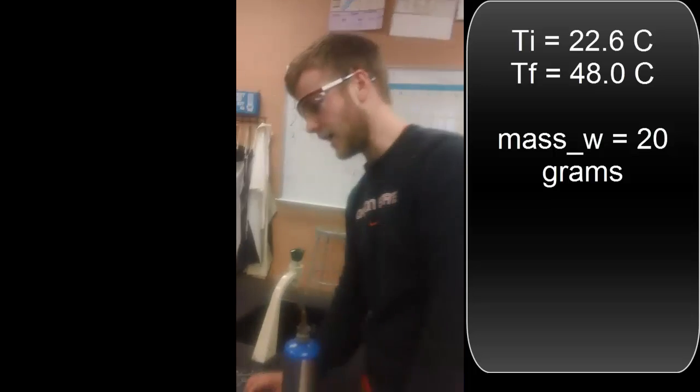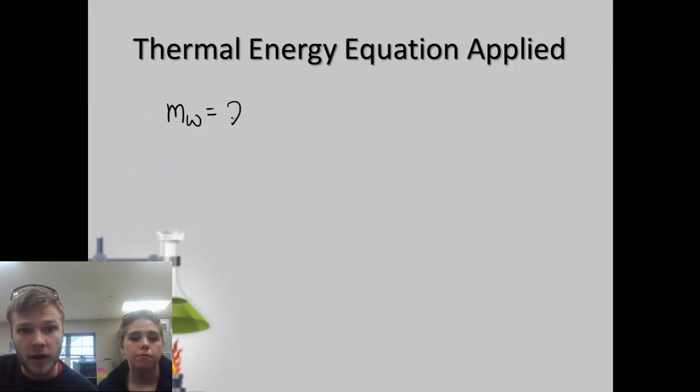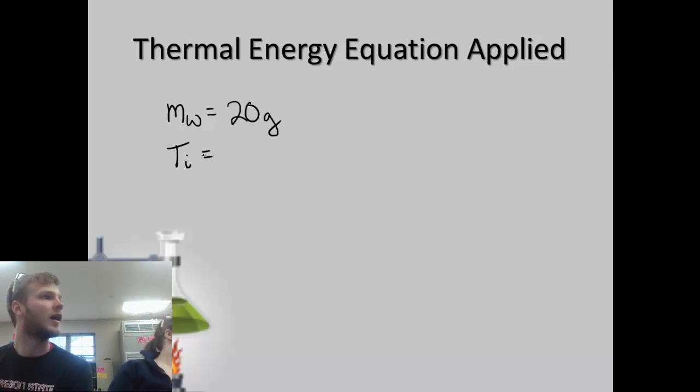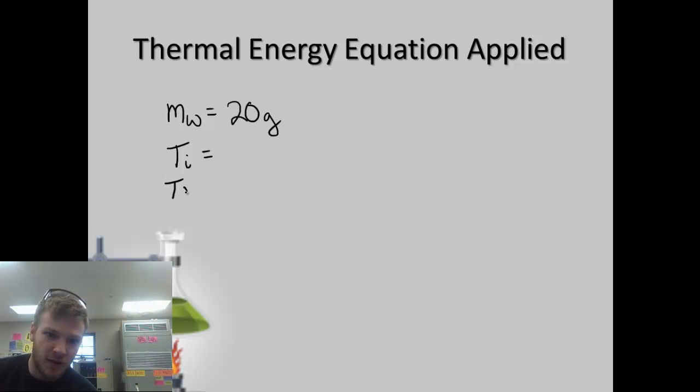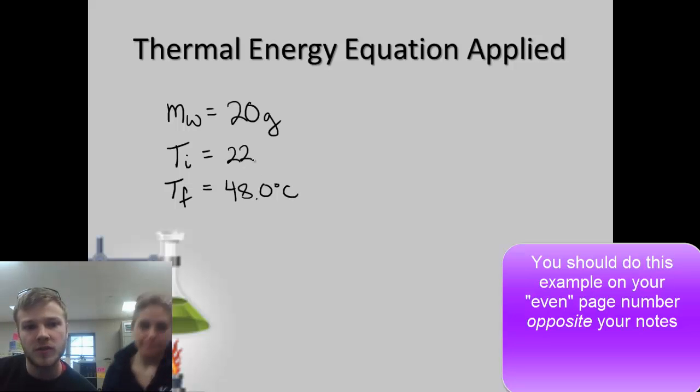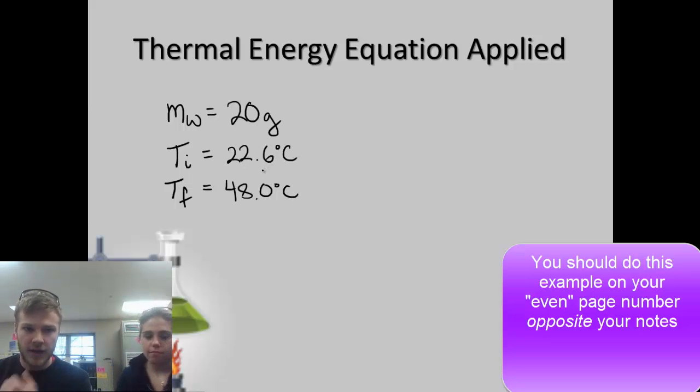So let's figure out how many calories are in that. Let's do our calculation. Let's first write down what we knew, and then we'll record our data. We knew our mass of water was 20 grams. Our temperature initial was 22.6 degrees Celsius, and our temperature final was 48.0 degrees Celsius.